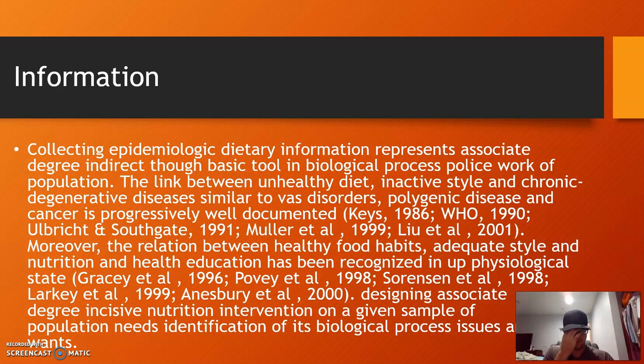The information I've used was collecting epidemiologic dietary information represents associates, degree, indirect, the basic tool and biological process policy work of population. The link between unhealthy diet, inactive lifestyle, and chronic degenerative diseases similar to vast disorders, polygenic disease, and cancer is progressively well documented. Moreover, the relation between healthy food habits, adequate style, and nutrition and health education has been recognized in physiological state. Designing associate degree incisive nutrition intervention on a given sample of population needs identification of its biological process issues and first ones.